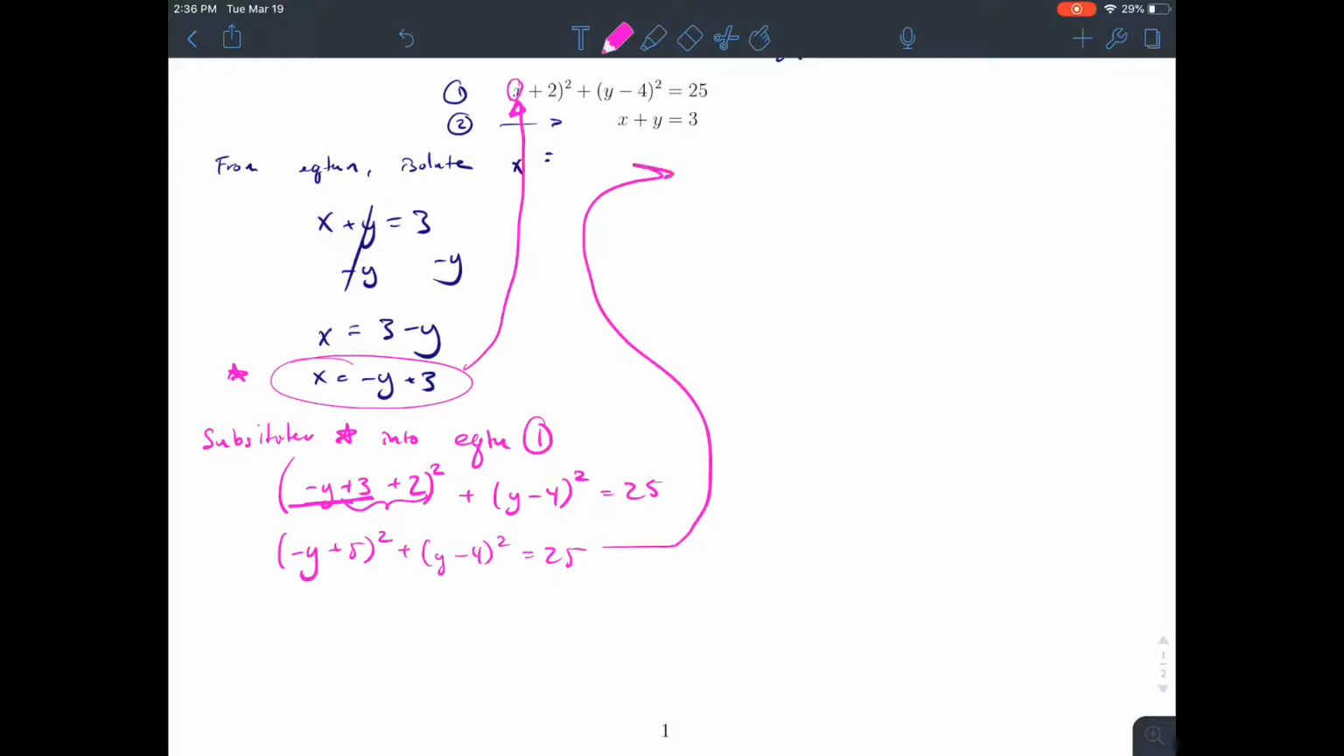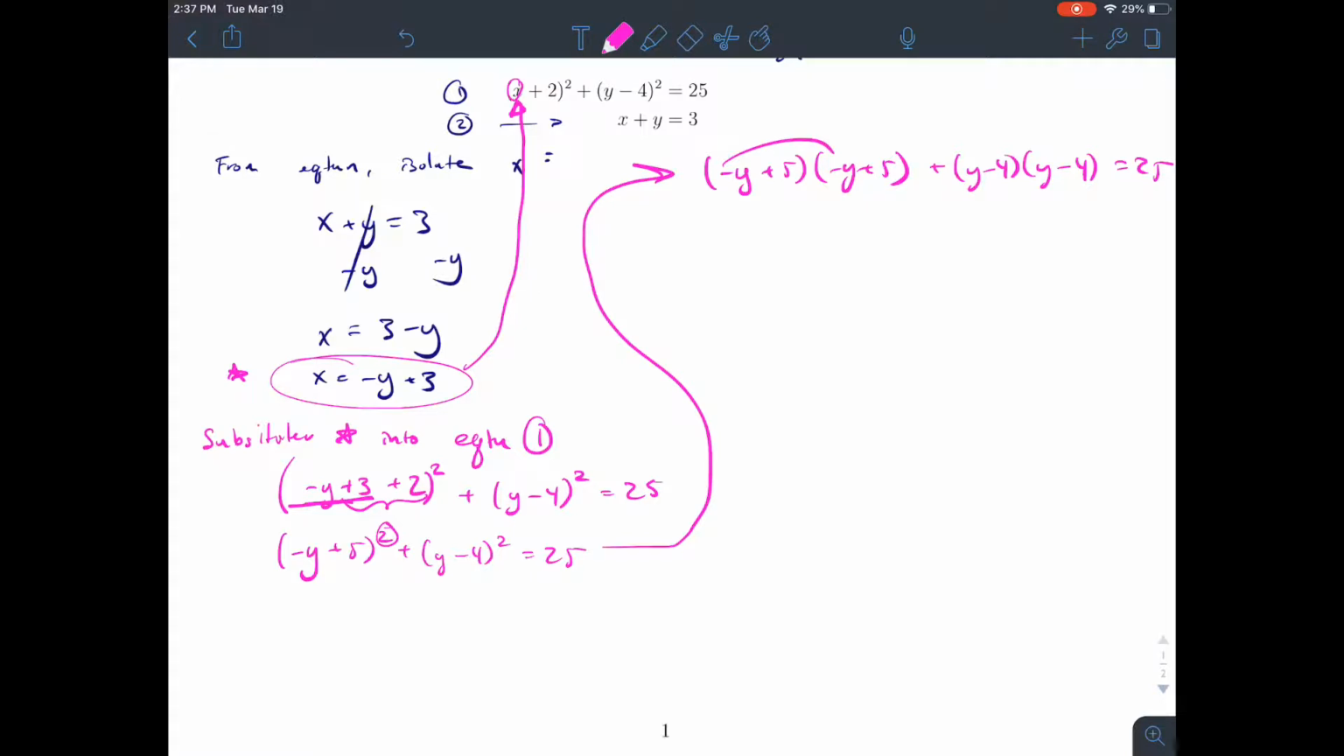And now it becomes a giant distribution problem, but it's not too bad. Let's see. (Negative y plus 5) times (negative y plus 5) plus (y minus 4) times (y minus 4) equals 25. And we need to distribute here because when we square something, it means that thing times itself.